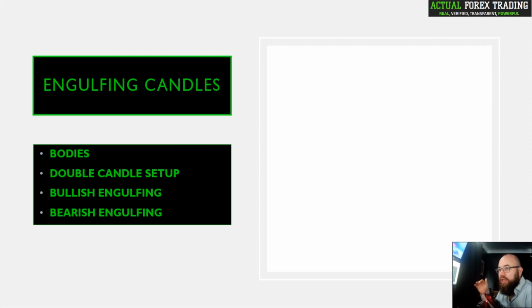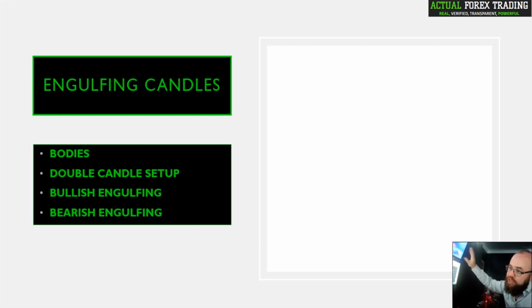Engulfing candles are a double candle setup that use the candlestick bodies only. We're not interested in the candle wicks, just the bodies, the open and the close. They're a double candle setup, meaning you need two candles in order to form the engulfing candle setup. There can be bullish engulfing candles, meaning price is going to become bullish or continue being bullish, and there are bearish engulfing candles, signaling that price could become bearish, could come down, or continue to be bearish. Market continuation or market reversal, they can be used for either.